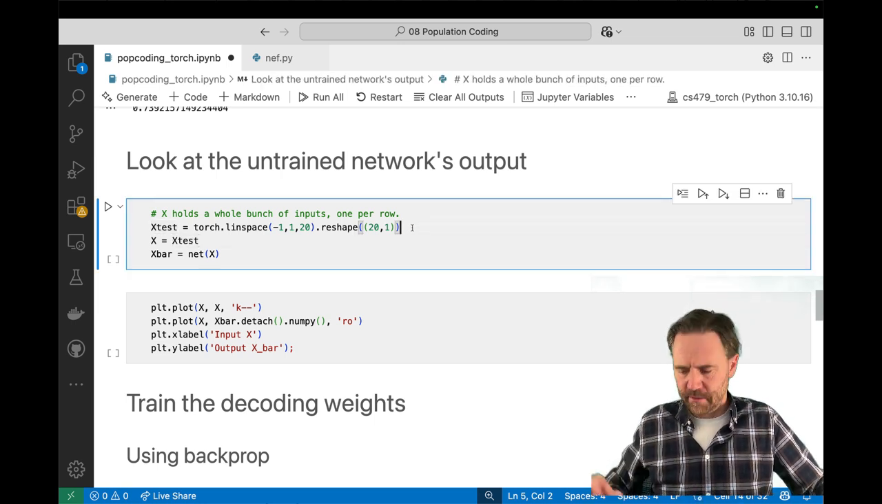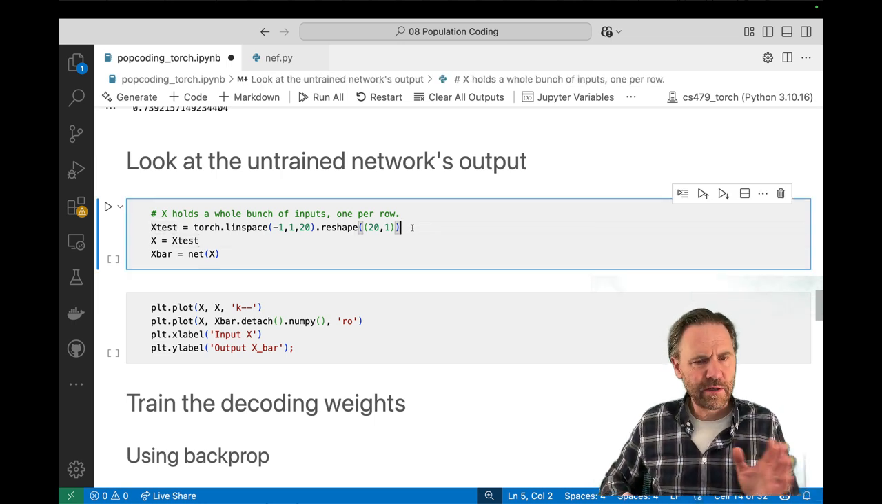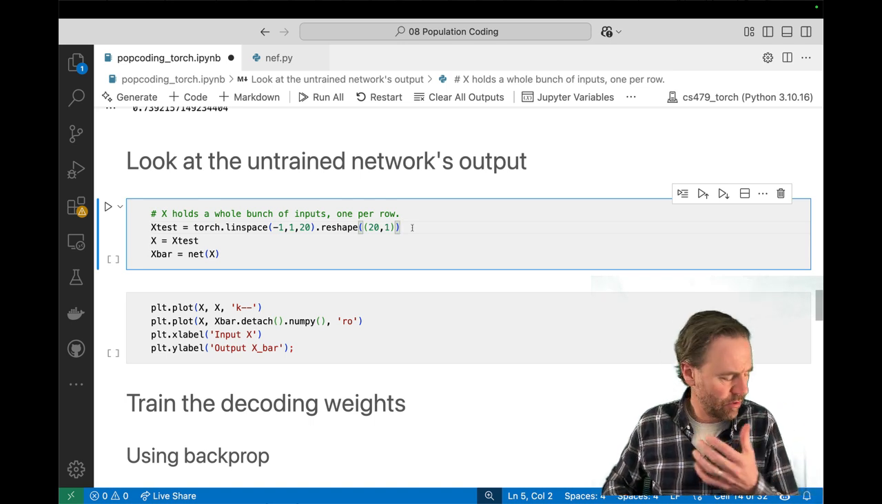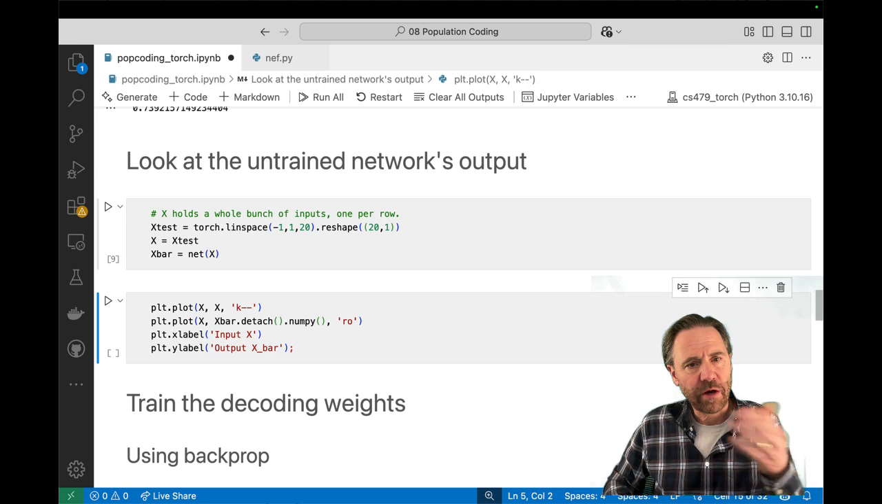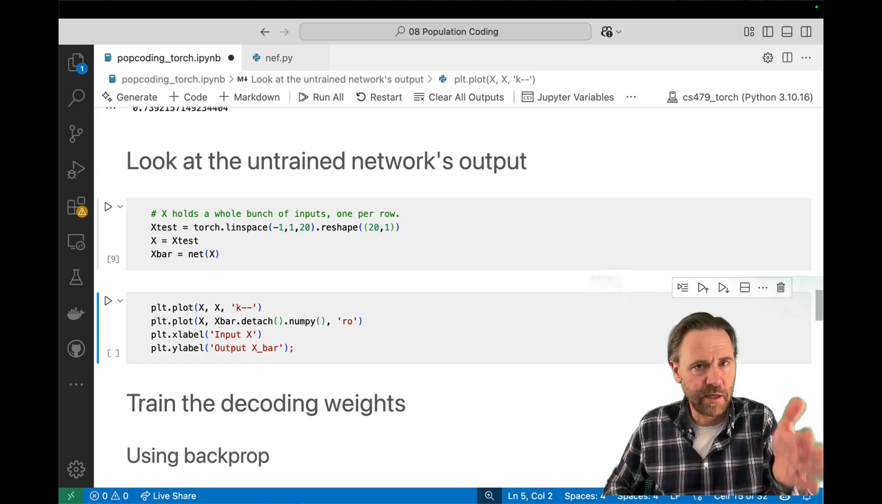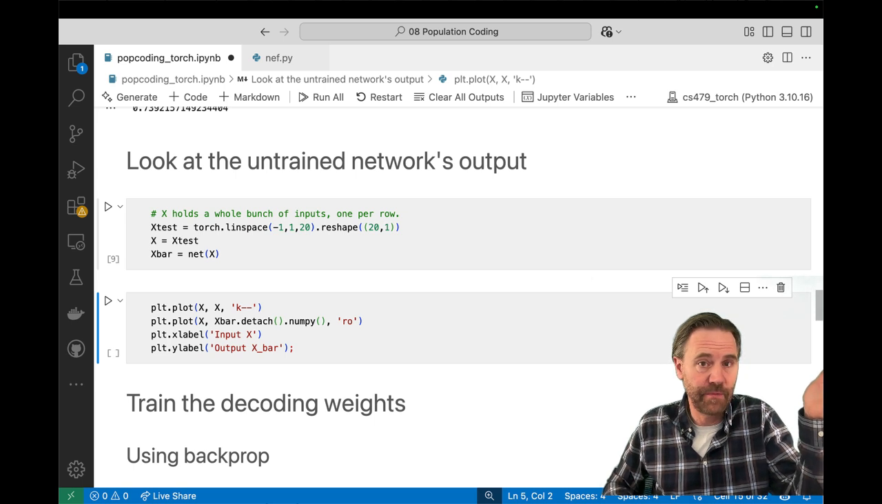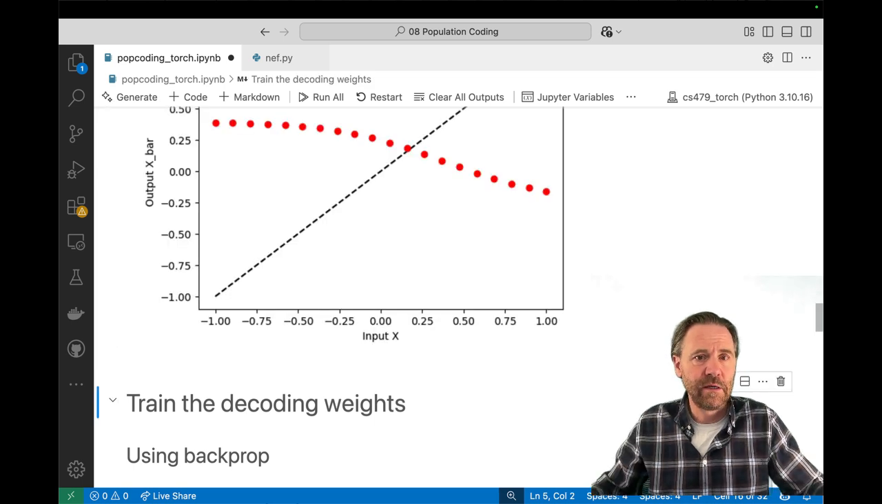Okay. So we haven't trained the network yet. We haven't trained the decoding weights yet. So let's look at what it looks like when we just run a whole bunch of inputs into our hidden layer and then decode them with random decoding weights.